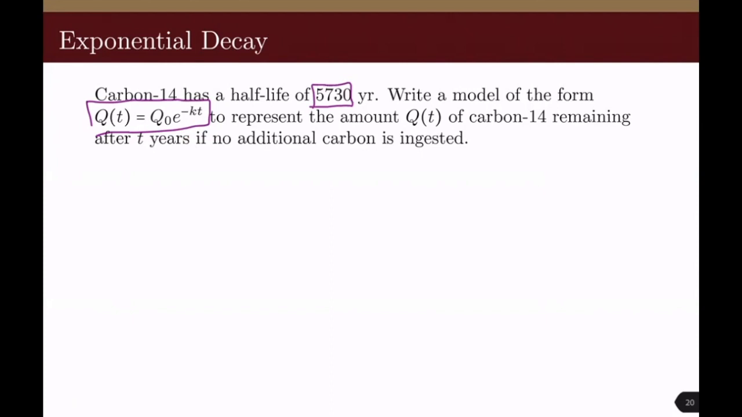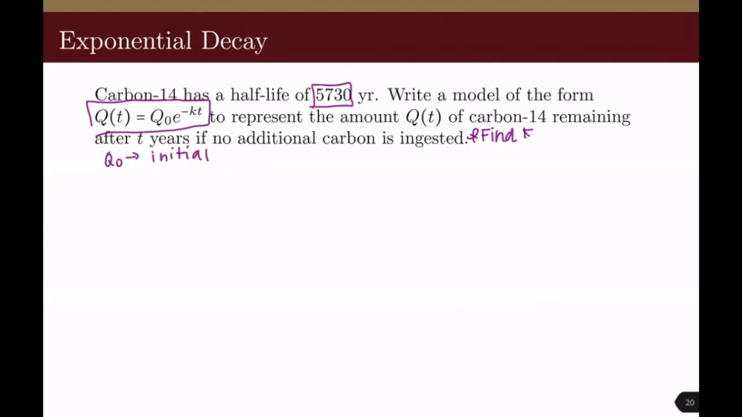So the goal in these problems is actually to find k. Because if we find k, then we can have a distinctive formula for our carbon. Q naught always represents the initial. So if it were X naught, that would be the initial X. Y naught would be initial Y. Q naught is the initial value of the carbon. And then t is time. So we really just need to figure out what k is. That way we can plug in a Q naught and a t and use this formula whenever we want to.